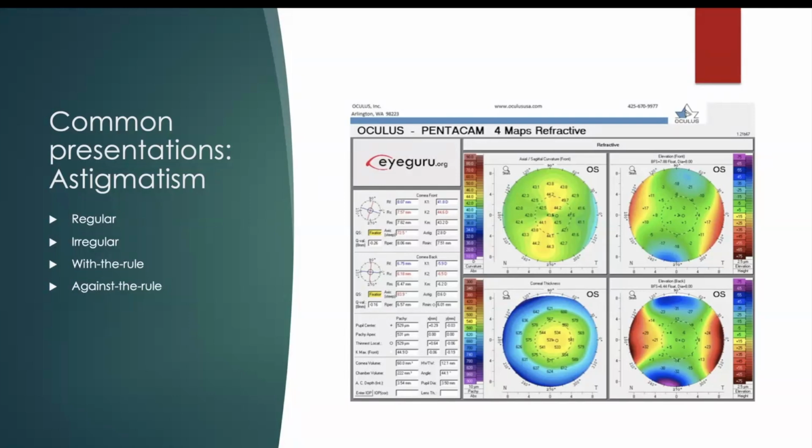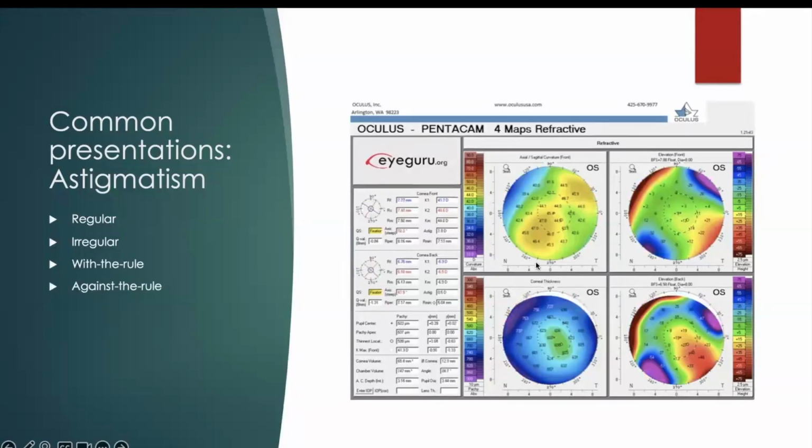shallow axis, K1 and K2, is basically 90 degrees, and that you can see here with a nice 90 degrees between your steepest axis and your least steep axis. Irregular is where the angles between them are either more or less than 90 degrees. And these are patients that won't be really suitable for toric lenses when you're considering them for cataract surgery, because a toric lens relies on a regular astigmatism.